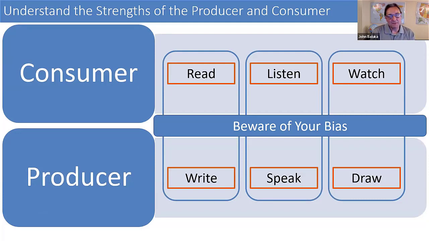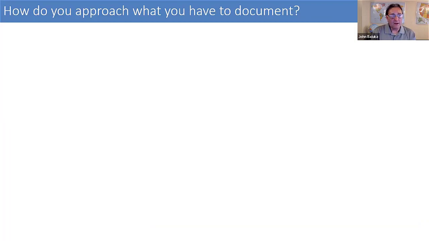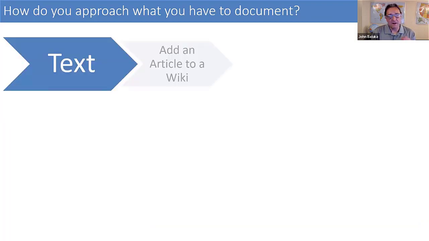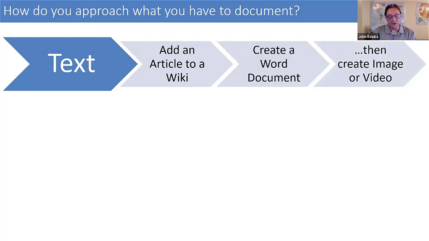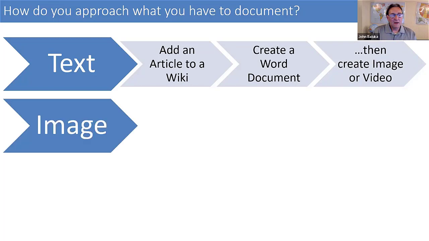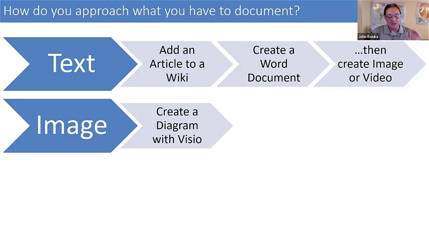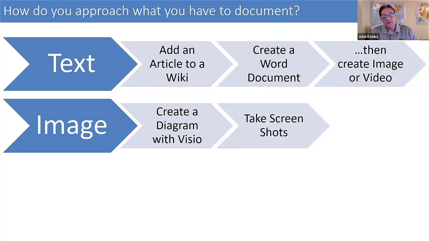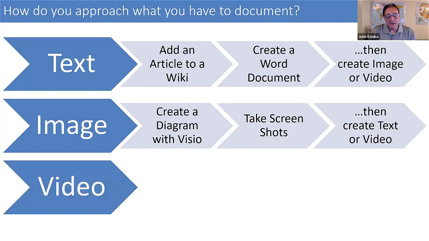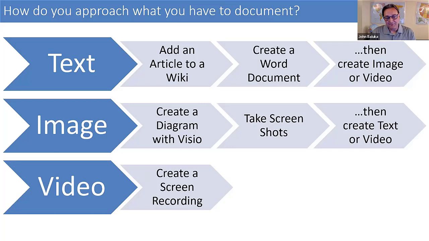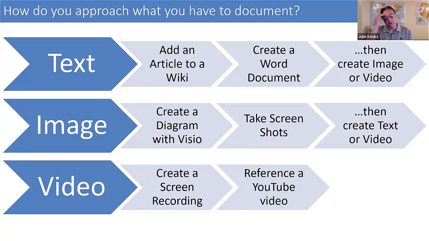And for how you approach what you document, you might take the approach of text first, where you create the Wiki article or the Word document, and then you think about the imagery or maybe converting that to a video. Or you might produce an image first, like a diagram in Visio, or take some screenshots of the software, and then look at the text or turning that into a video. Or maybe you go right to video. You go to a screen recording right away, or you might reference a lot of other videos that are already out there, let's say on YouTube, to learn something more.